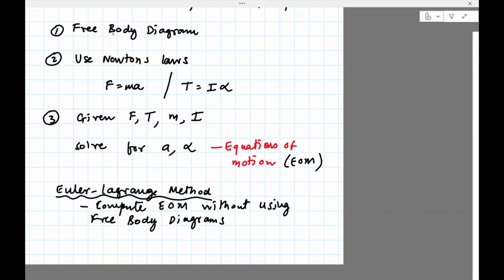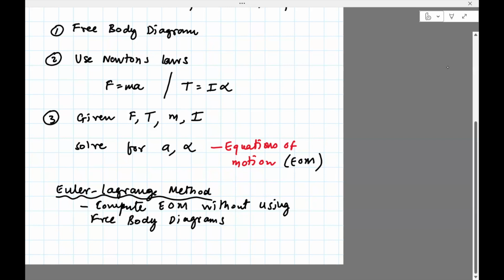I think Newton and Euler, Lagrange were contemporaries, so they came up with many things together. I mean, they didn't collaborate, but they came up with things independently. So here's the way to do it without using free body diagrams. Again, we'll actually use the Euler-Lagrange method because we can then use a computer symbolic package to derive the equations.